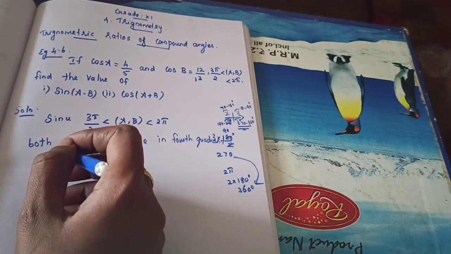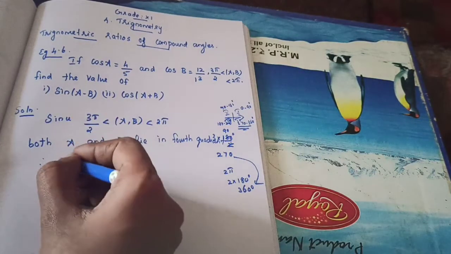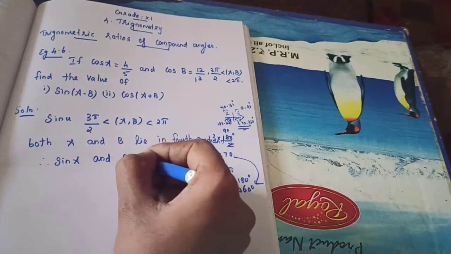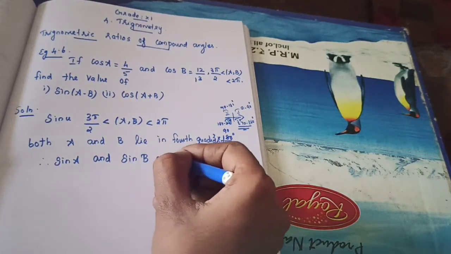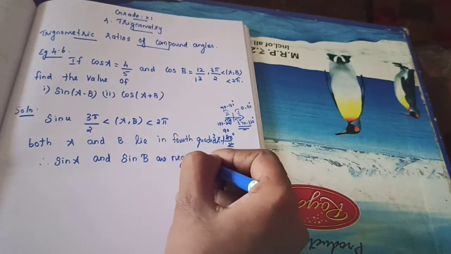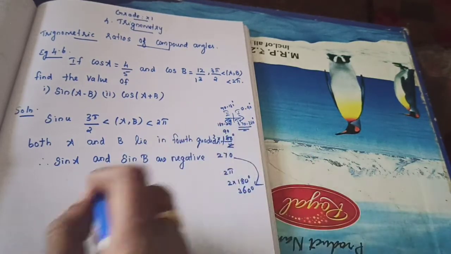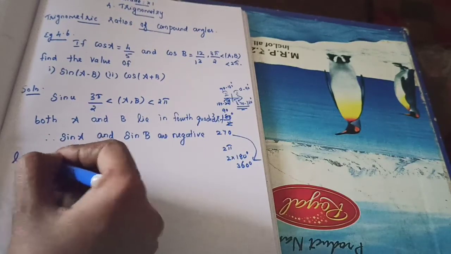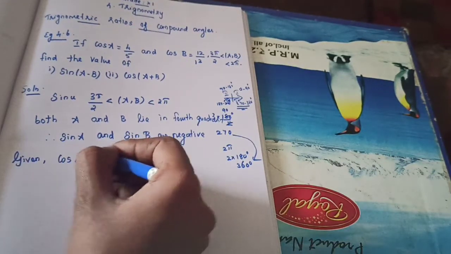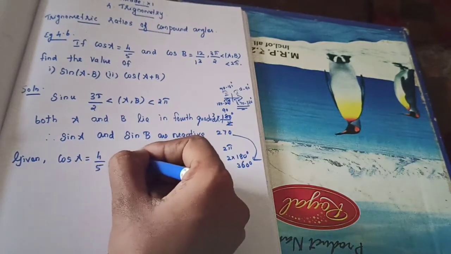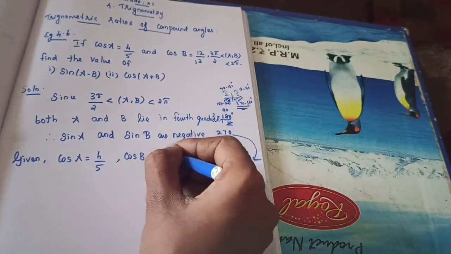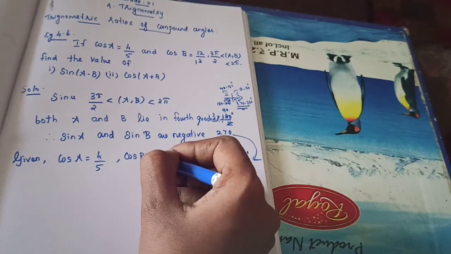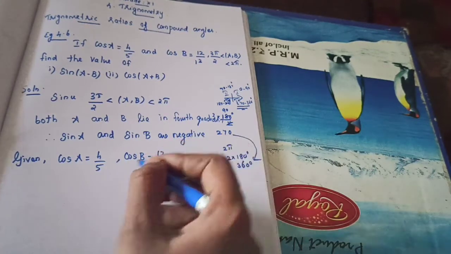So first we are going to do sin(A-B). So sin A and sin B are negative, correct? Cos and its reciprocal alone will be positive in the fourth quadrant. The two values they gave: cos A equals 4 by 5, cos B equals 12 by 13. So we need to find the sin value first.